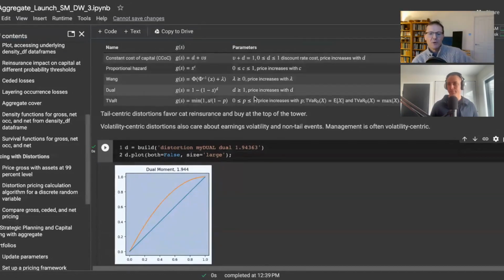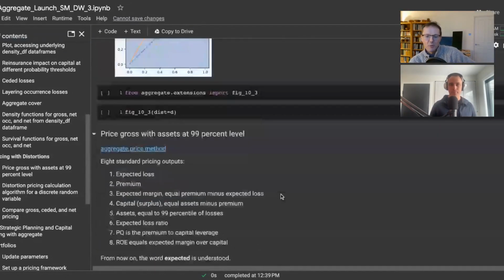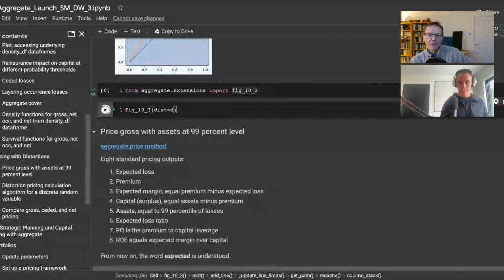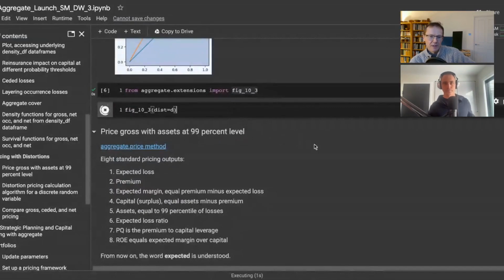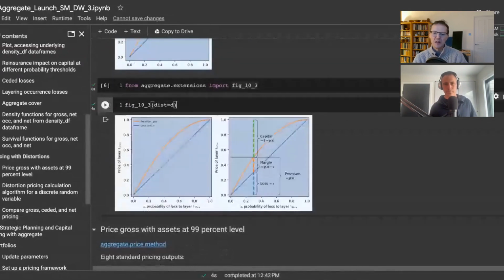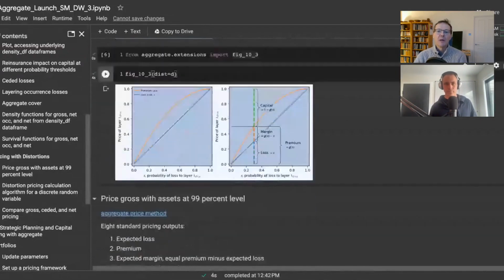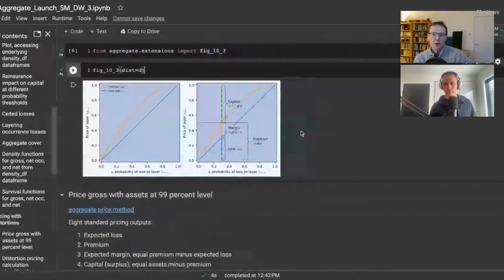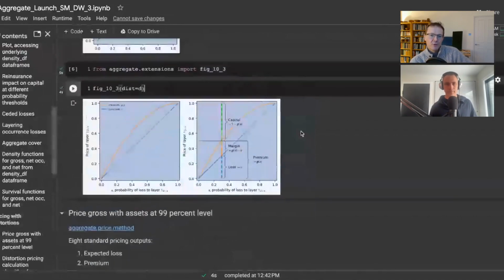Well, actually, let's go down, because I think we're going to get to this. Let's just import this and run it. Aggregate extensions is a submodule of aggregate that contains development stuff, things that are not part of the main package, but it has in it some of the figures from the book Pricing Insurance Risk. Yeah, nice. And this one I think is quite a helpful one to look at.